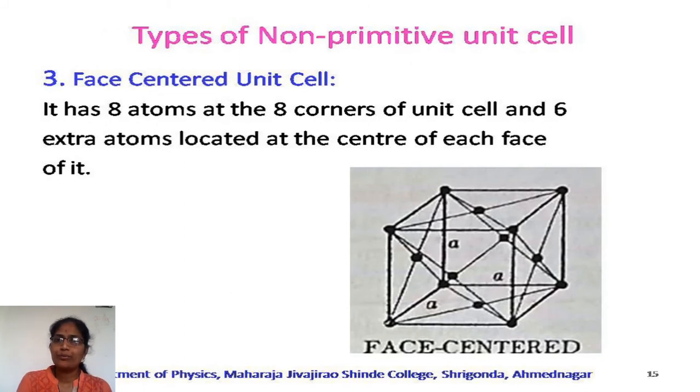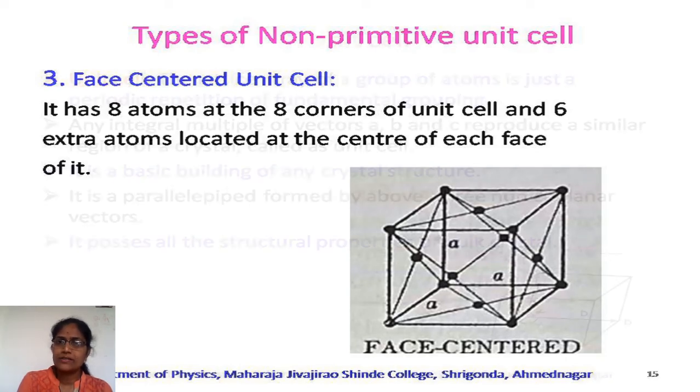The third type of non-primitive unit cell is the face-centered unit cell. In this there are 8 corner atoms and 6 extra atoms which are located at the center of each face. So in the diagram it is clear that there are 8 corner atoms and one at the center of each face. If you consider a classroom, it has 6 faces, and at the center of each face there will be an extra atom. Therefore, such an arrangement of unit cell is called a face-centered unit cell.